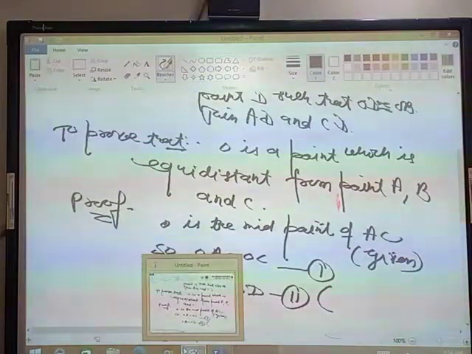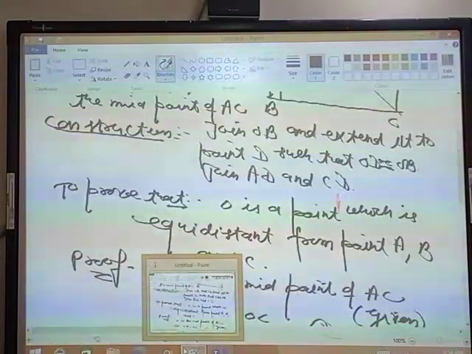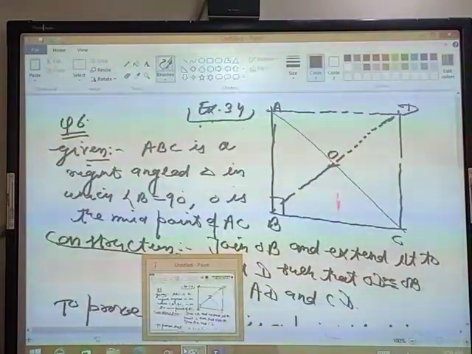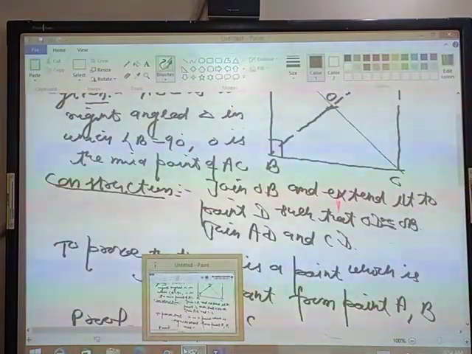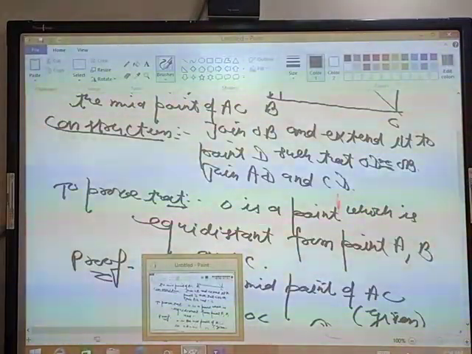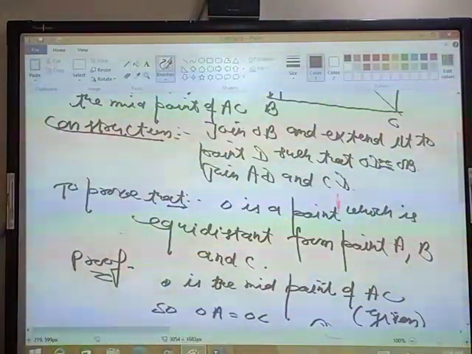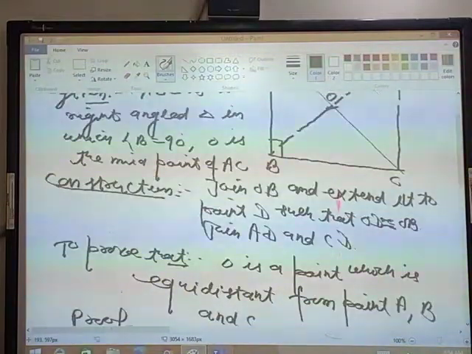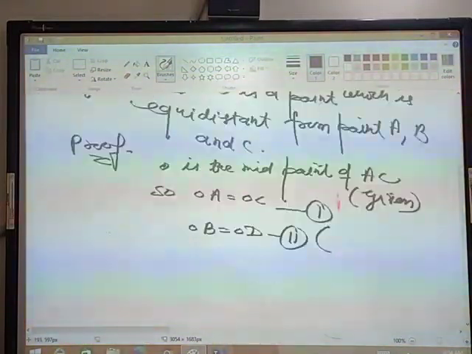Students, listen to me. It is written on the screen, everything is written there. Why is OB equal to OD? Sir, when we join OB and extend it to D such that OB is equal to OD. By construction, we had to take OB equal to OD. By construction.